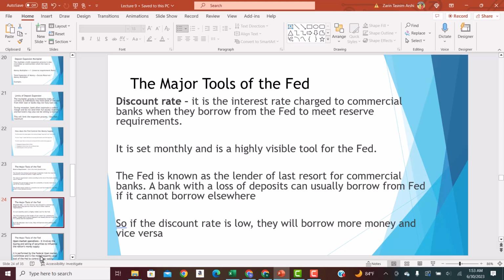When they lower this interest rate, the banks will take more loans from the Fed and give that money out as more loans to commercial businesses and individuals, and therefore the money supply will go up. On the other hand, if they want to decrease the money supply, they will increase the interest rate. So banks will be discouraged from taking loans from the Fed because interest rates are high and it's expensive. So they won't take any loans. They will give less loans to the economy and therefore the money supply will go down.